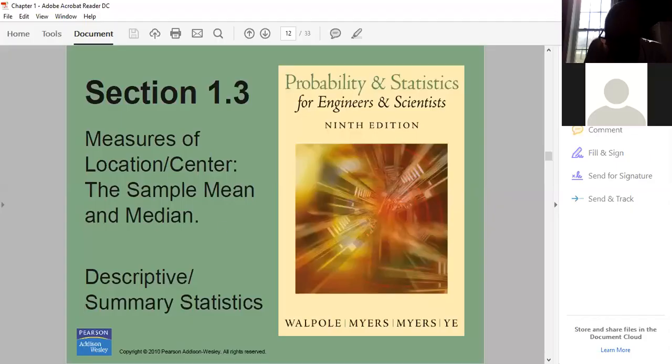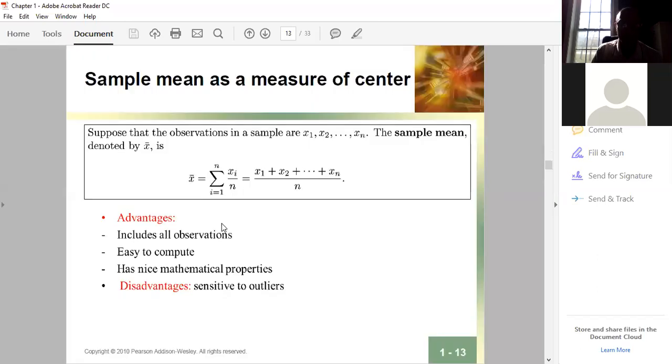Guys, welcome again. So last time we have seen 1.1 to 1.3 of this book, Walpole, Myers, Myers. Let me just revise some of the things. Finally, we ended up with the mean and median.